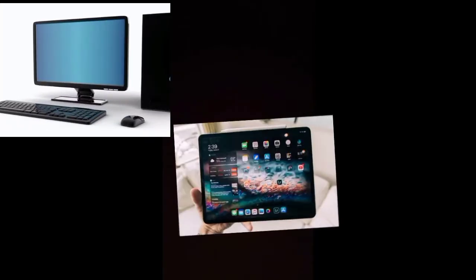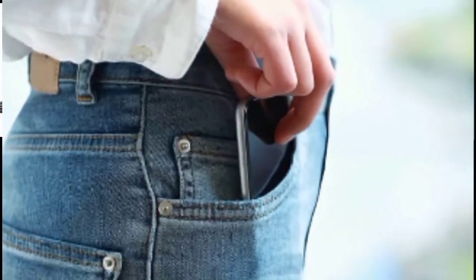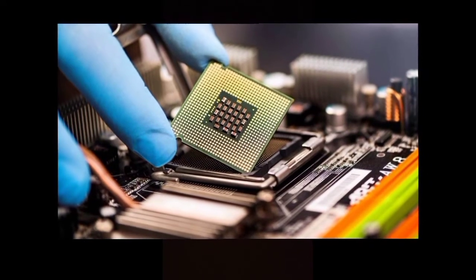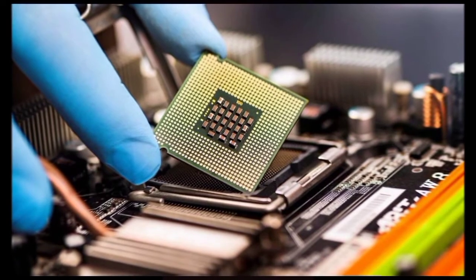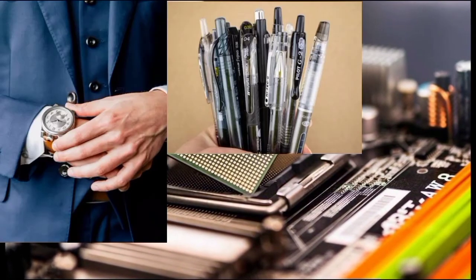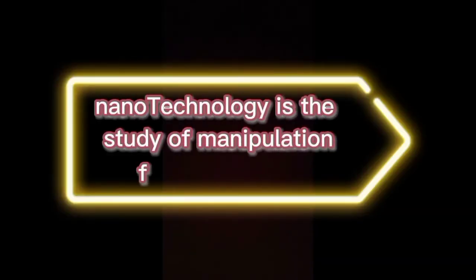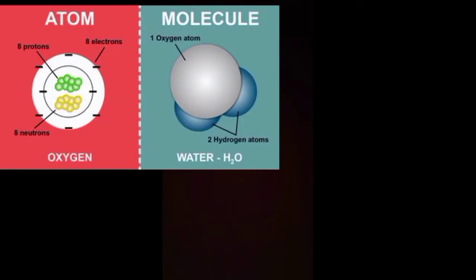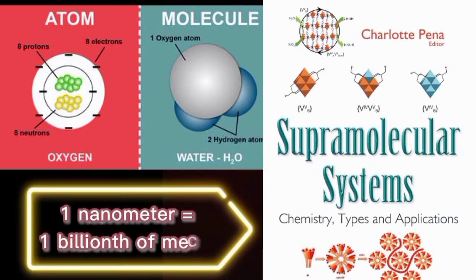Today's computers, tablets, and smartphones are not only millions of times more powerful, but small enough to fit in our pocket. The microchip computing devices are the reason why computers work on the size of tiny breadcrumbs and can fit inside everything from watches to pens to greeting cards. Nanotechnology is the study of manipulation of matter on an atomic, molecular, and supramolecular scale, where 1 nanometer is equal to 1 billionth of a meter.